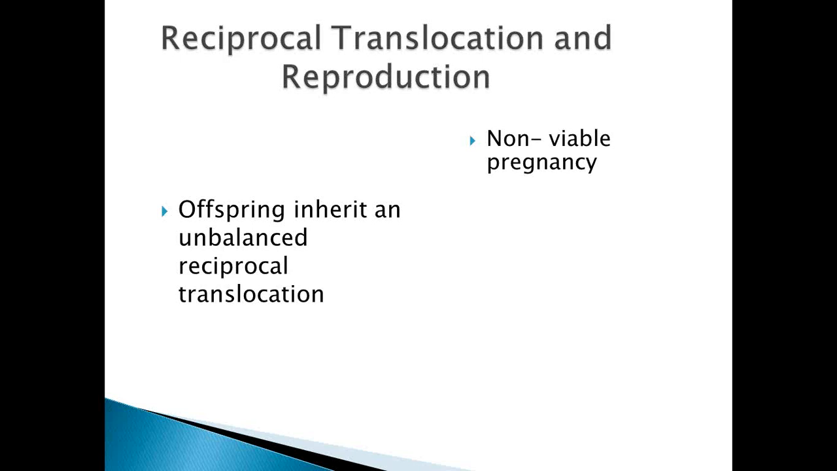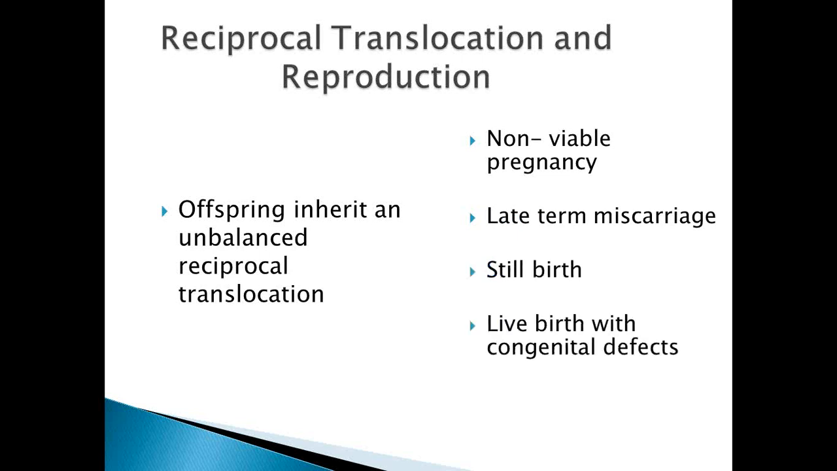Now, while unbalanced translocations in offspring typically do lead to spontaneous abortion, there are other outcomes as well. Second and third trimester miscarriage, so late-term miscarriage, is also a possibility. Stillbirth is a possibility, and live birth with numerous congenital defects is also a possible outcome.